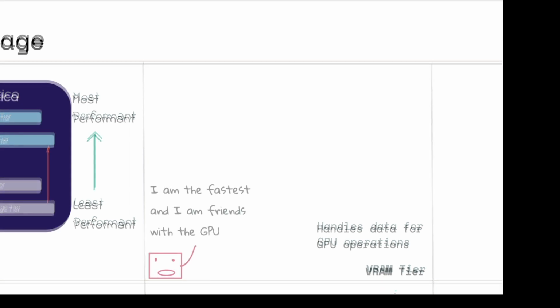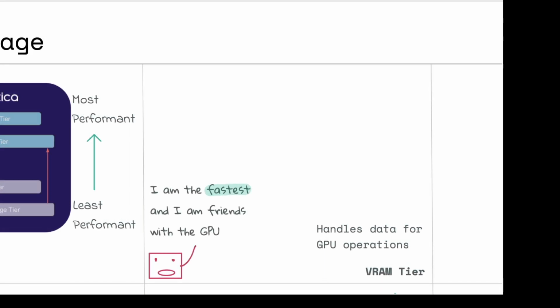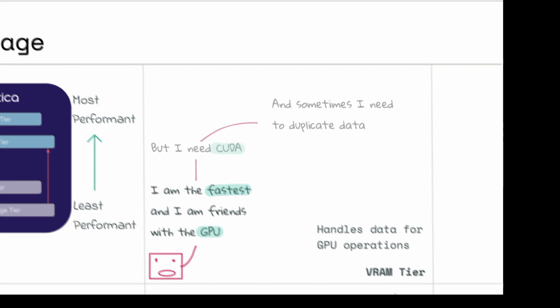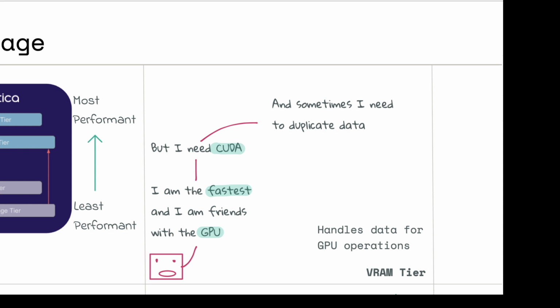VRAM, which stands for Video RAM, is the fastest and usually the smallest tier. Any operation that uses the GPU requires the data to be in the VRAM tier. There are a few things to note about the VRAM tier. The first is that it is only available for CUDA-enabled installations. And the second is that in a host with multiple GPUs, the data in the VRAM might need to be temporarily duplicated across the different GPUs due to restrictions on cross-GPU VRAM access.